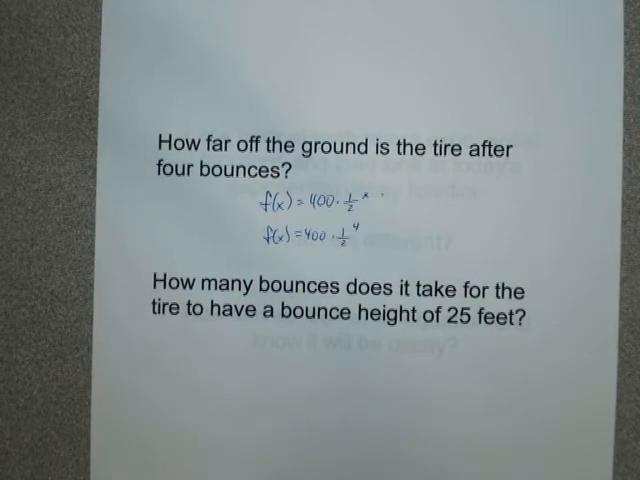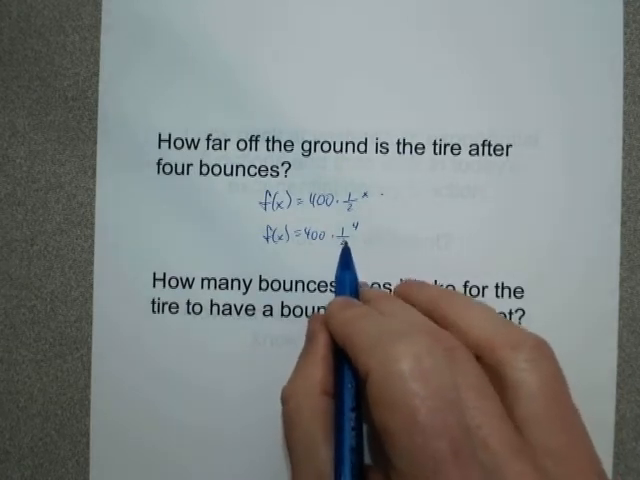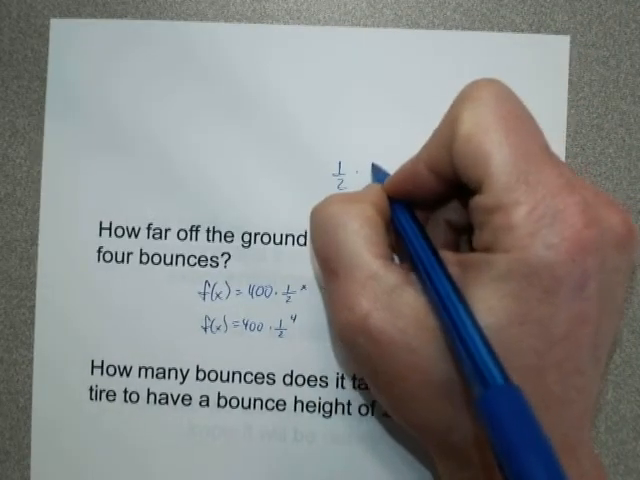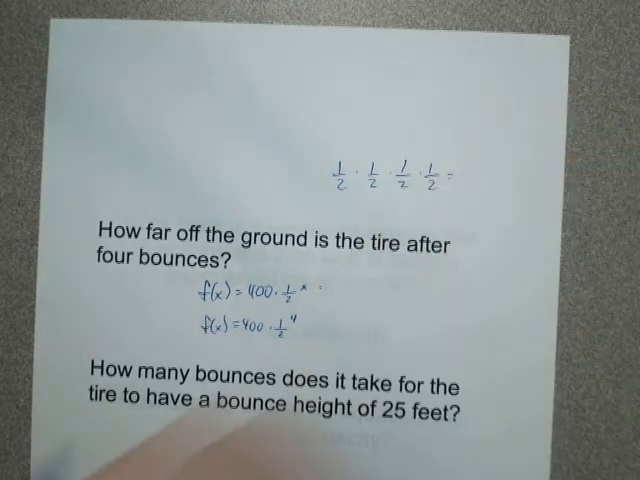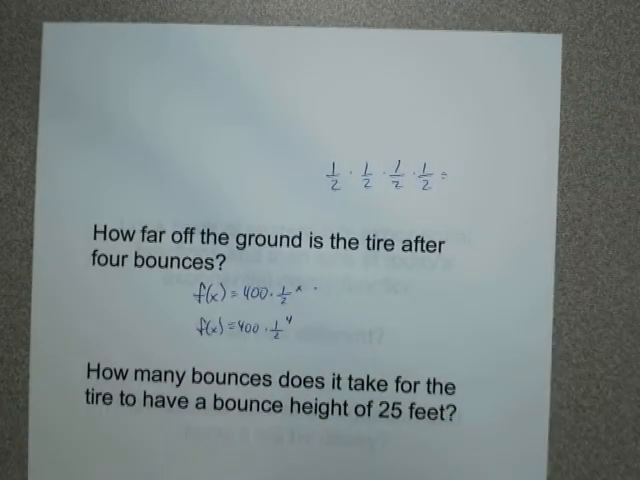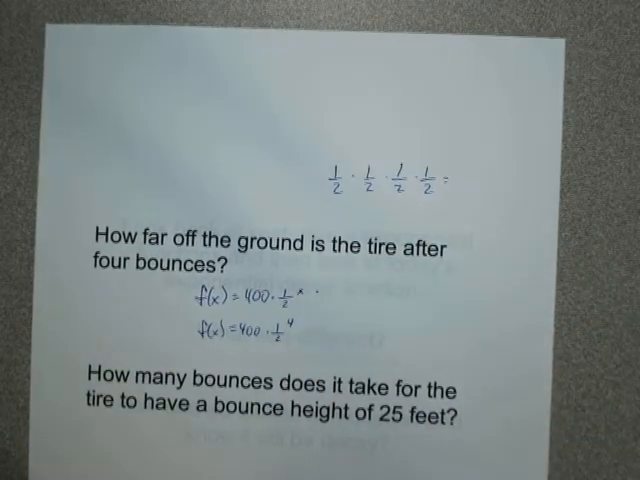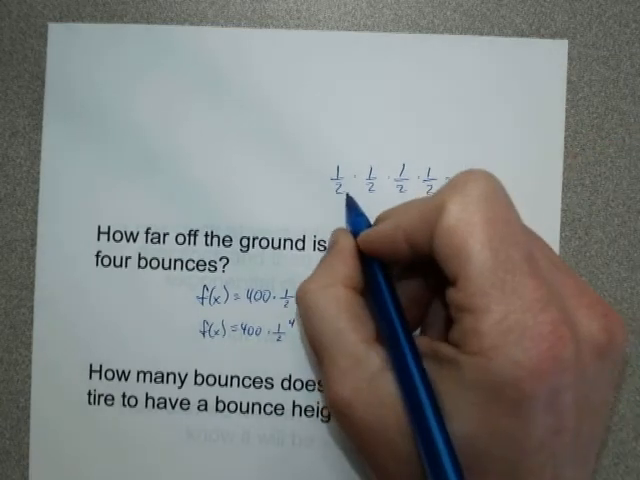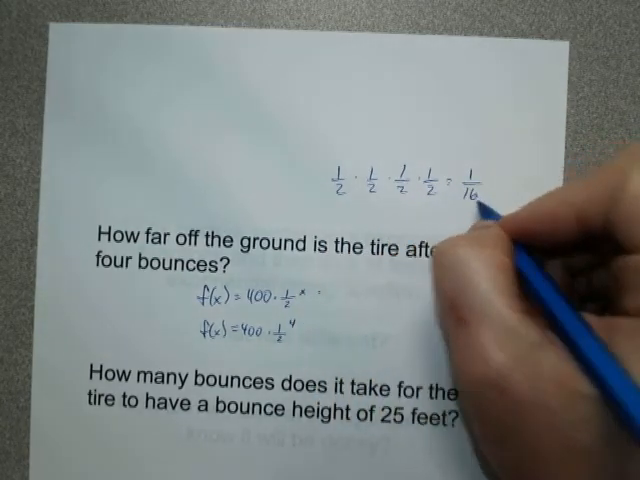And don't freak out. I know most of you are going to use your calculator, but please stop using your calculator. You can do this math. 1/2 to the power of 4 is 1/2 times 1/2 times 1/2 times 1/2. And how do you multiply fractions? All the tops multiplied together give you the top. All the bottoms multiplied together give you the bottom. 1 times 1 times 1 times 1 is 1. 2 times 2 times 2 times 2, that's 4, 8, 16. So it's 1/16.